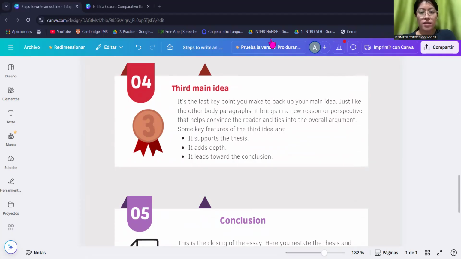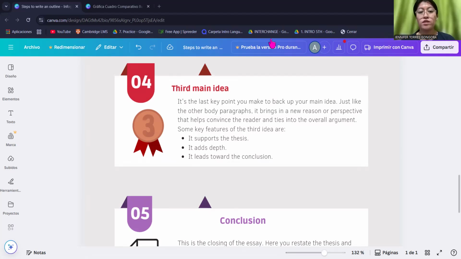This idea in an essay is usually presented in the third body paragraph. It serves as the final supporting point that strengthens the thesis statement. Like the previous body paragraphs, it introduces a new aspect or reason that supports the overall argument or main idea of the essay. Some key features of the third idea are: it supports the thesis and continues building the case by offering a fresh and relevant point.